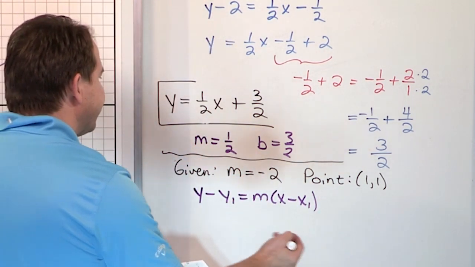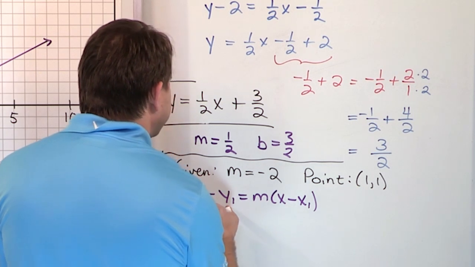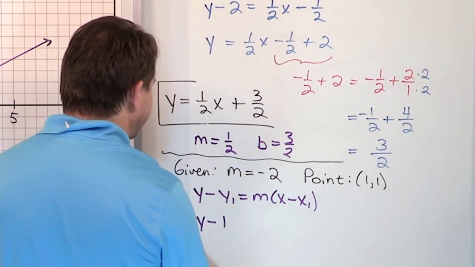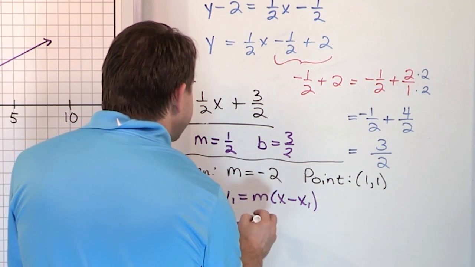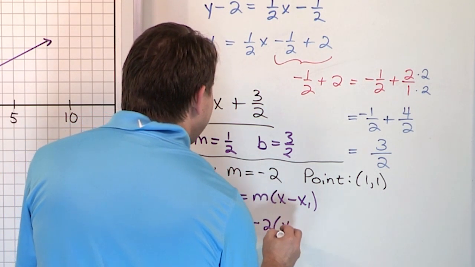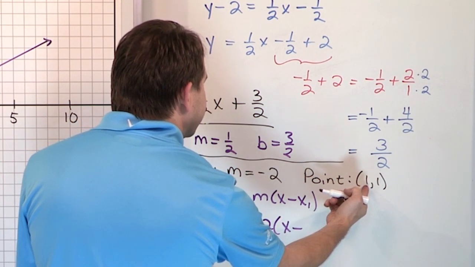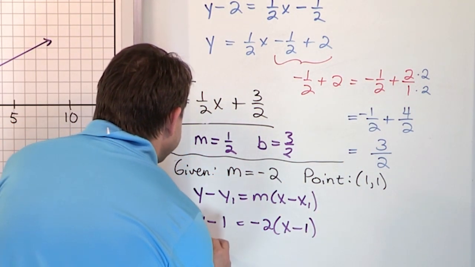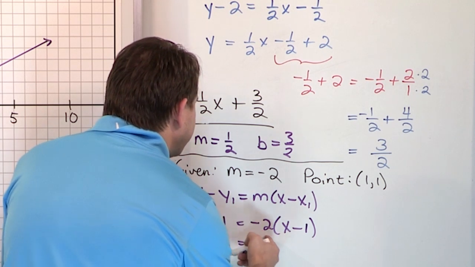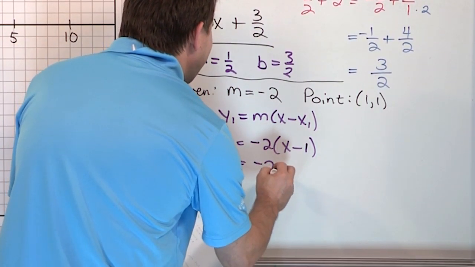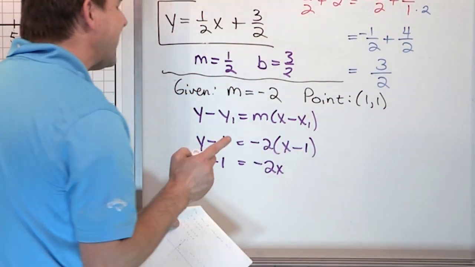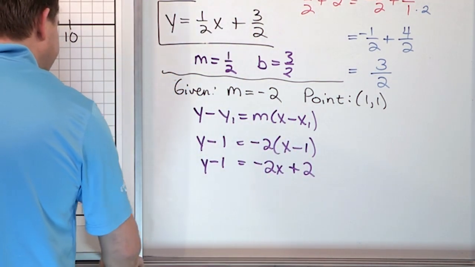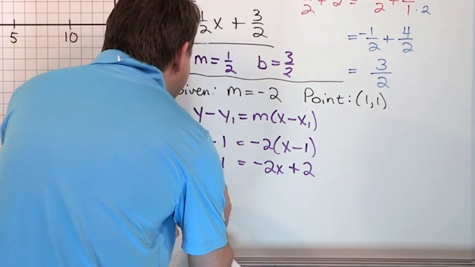And then I just put in the information. I say y minus y1 means this number 1 coming from the line, the point that it goes through, equals the slope of -2 times x minus the x point of the point that you have here. And then, to simplify further, I'm going to multiply the -2 in, giving me -2x. Multiply the -2 times -1 is going to give me a +2. And then finally, to get y by itself, I'm just going to add 1.